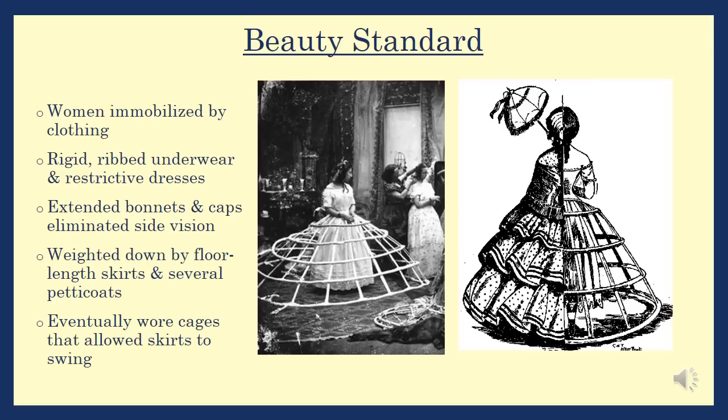Women were encased in these rigid, ribbed underwear and restricted by dresses with arms that were either long and tight or huge and full of flounces. They were also half blinded by extended bonnets and caps that eliminated all side vision and weighted down by floor-length skirts made of heavy fabrics over petticoats. And Harriet Beecher Stowe theorized that women's skirts were intended to trail along the ground as a way of demonstrating by their clean hems that the wearers never had to walk anywhere.